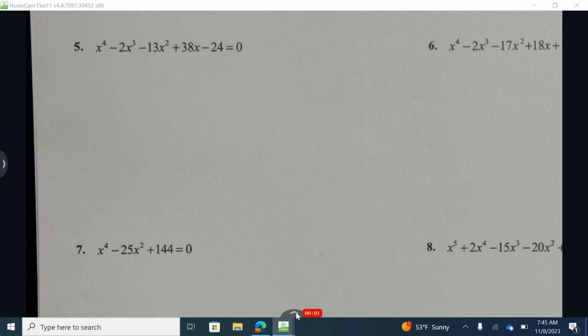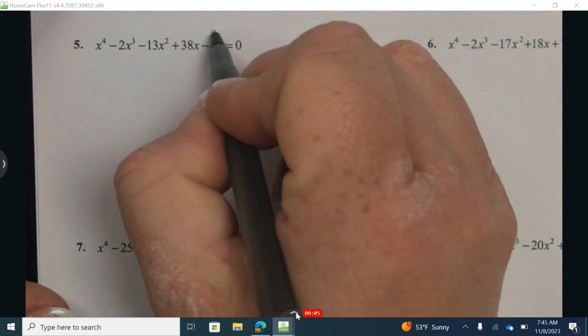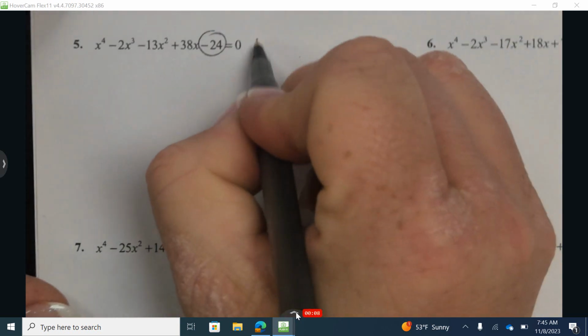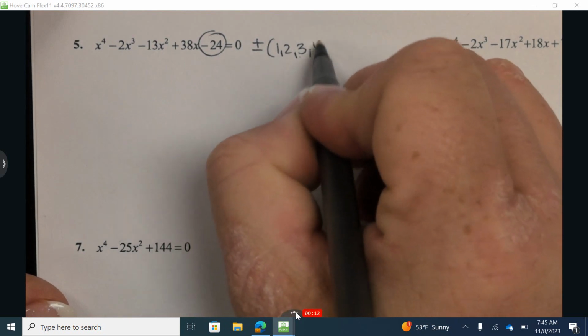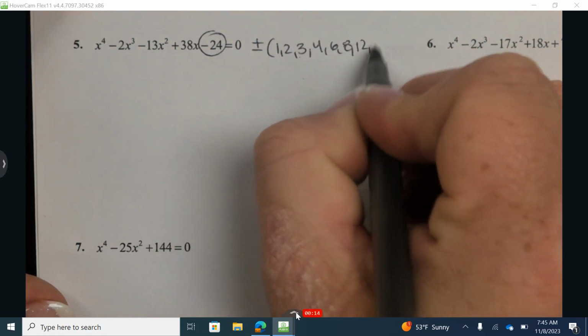Number 5 from Lesson 4, Unit 5. Let's start by identifying the possible rational roots. So what are the factors of 24? 1, 2, 3, 4, 6, 8, 12, and 24.